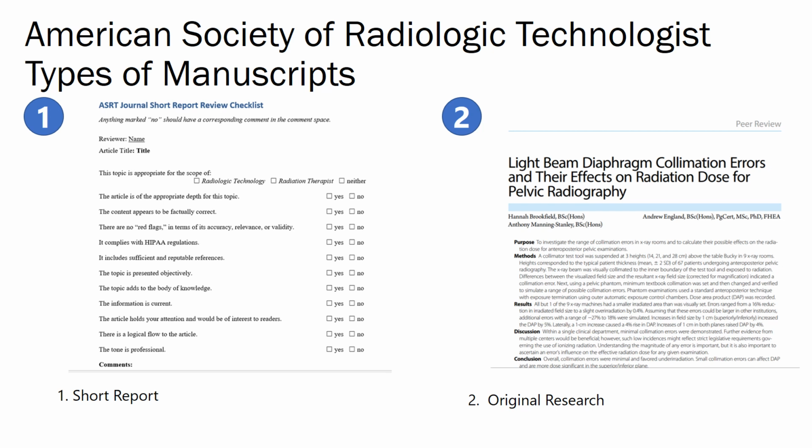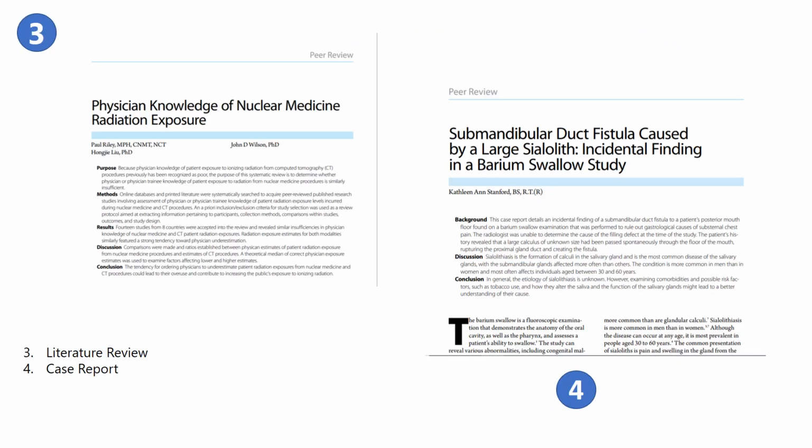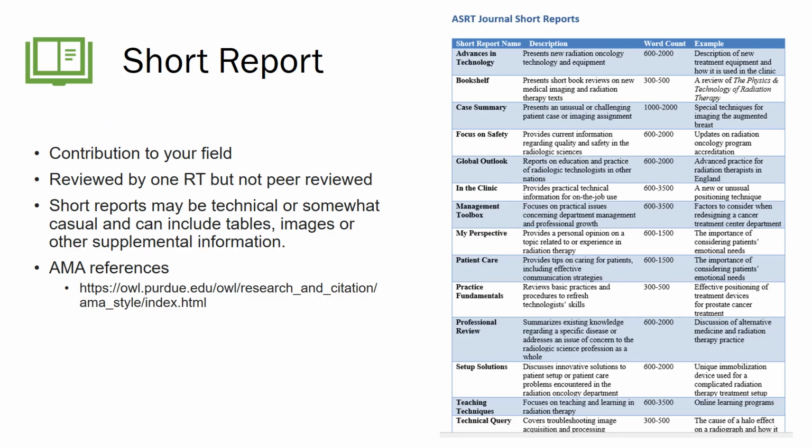The ASRT, which is the American Society of Radiologic Technologists, has several types of manuscripts that they generally accept for their different publications. The ASRT journal has things such as short reports, original research, literature review, and case reports. Let's talk about each one of these.